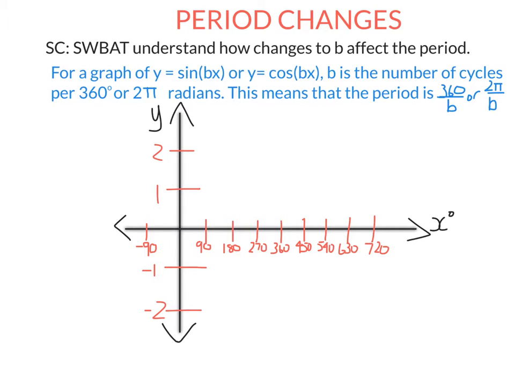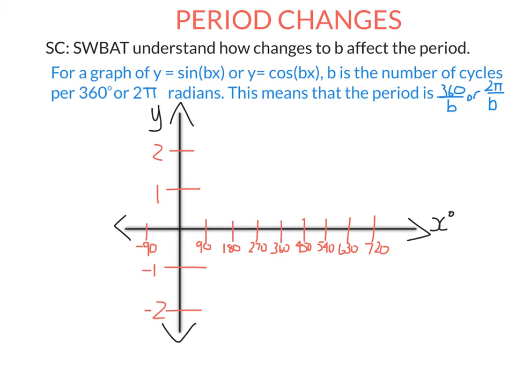Thank you so much for tuning into this video in which we look at changes to the period of sine and cosine graphs. So it turns out this number in front of x determines what the period will be. Remember, the number in front of sine x or in front of cos x was the amplitude. This time the number adjacent to x determines the period.